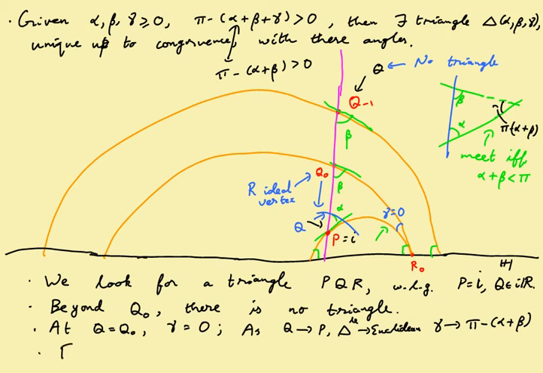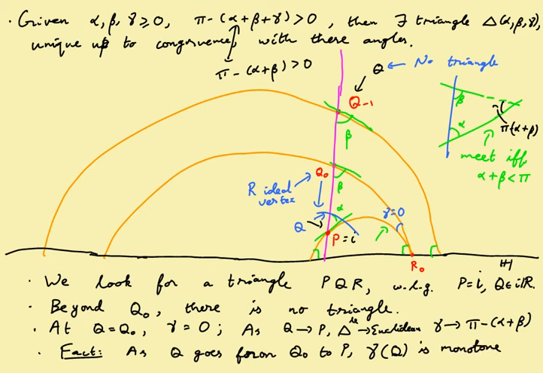And in fact, as Q goes from Q0 to P, gamma of Q is monotone. Now this is a fact of a sort which is very important in hyperbolic geometry. Lots of convexity properties and so on come from these. But I'm not going to prove these things. You should look at the calculation.